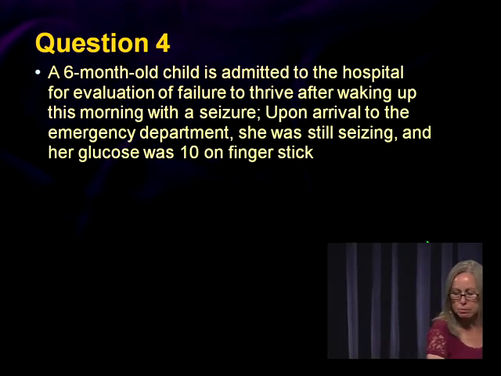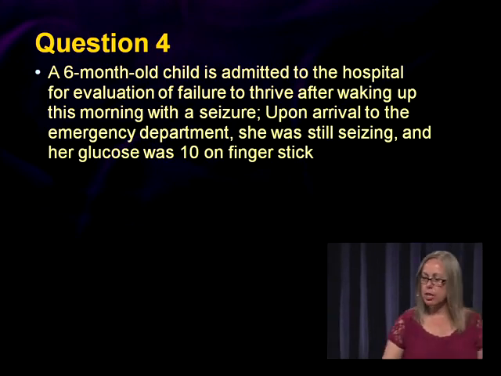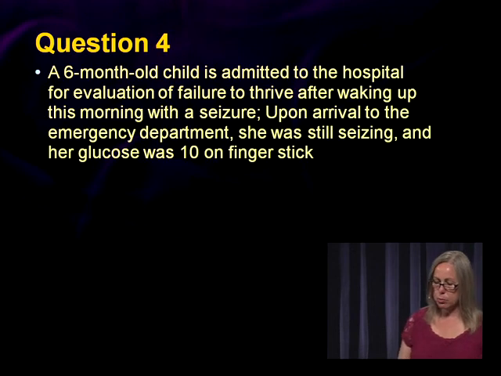They can have progressive muscle weakness and atrophy with fat replacement. All right. Another question. 6-month-old child is admitted to the hospital for evaluation of failure to thrive after waking up this morning with a seizure. Upon arrival to the emergency department, she was still seizing and her glucose was 10 on a finger stick.